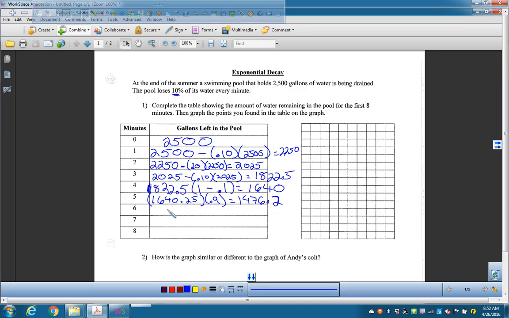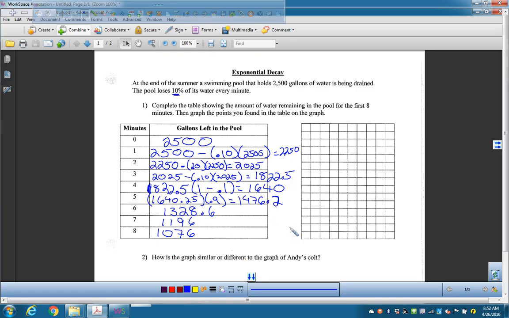1,476.2. Can you do the next three? Just tell me what these numbers are. 1,328.6. Okay, keep going. 1,195.7, so 1,196, and what's next? 1,076. Okay, so then we're done.